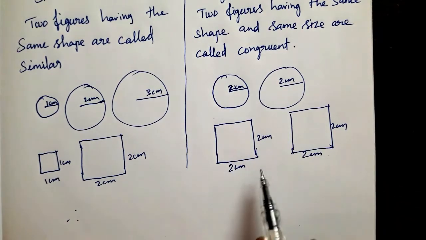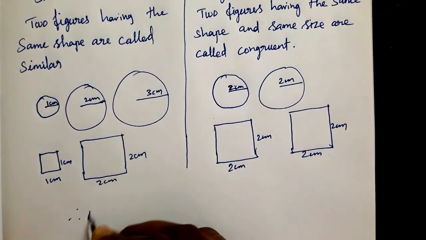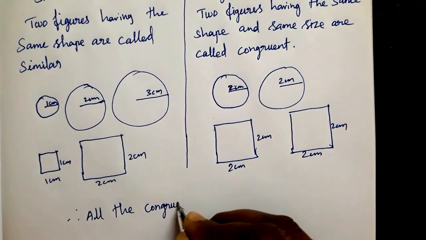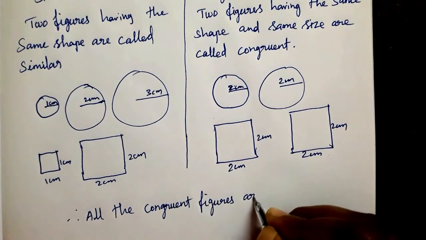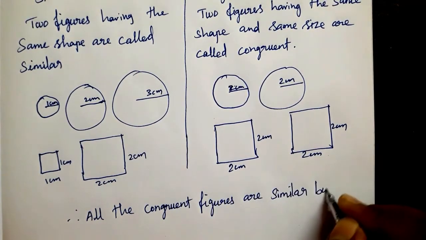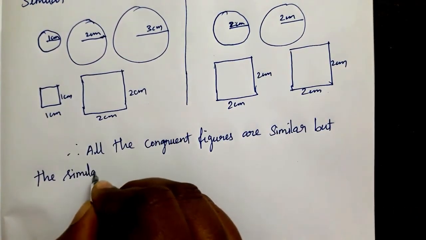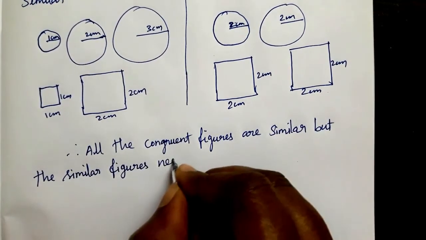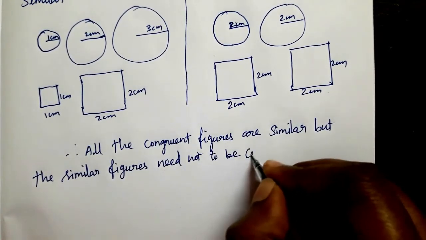Here all the congruent figures are similar but the converse is not true. Therefore, all the congruent figures are similar but the similar figures need not be congruent.